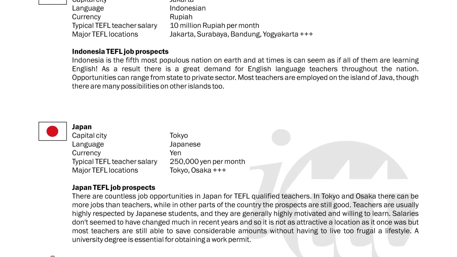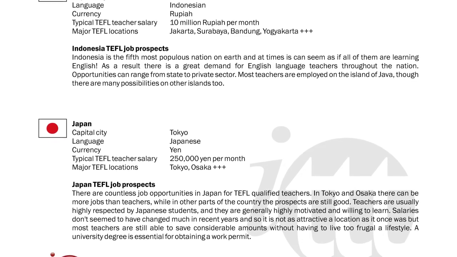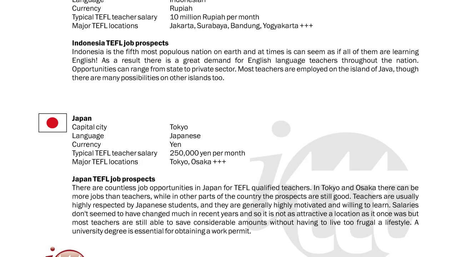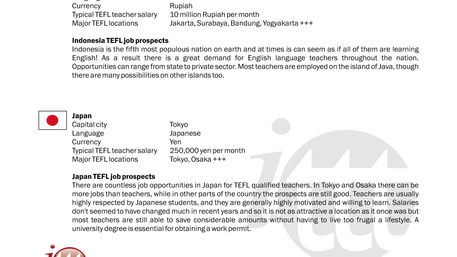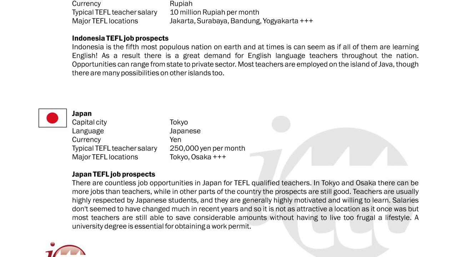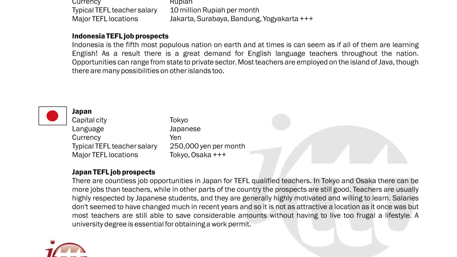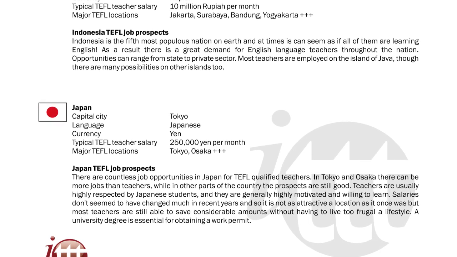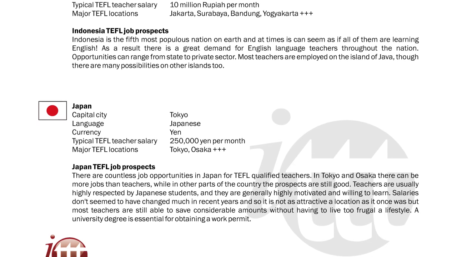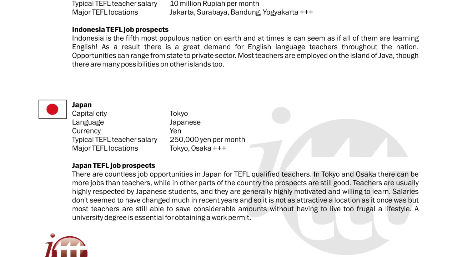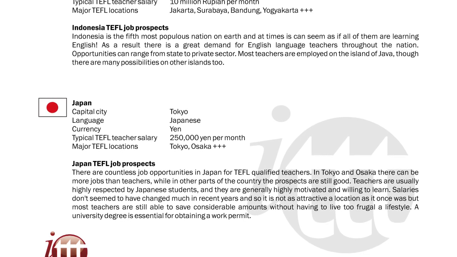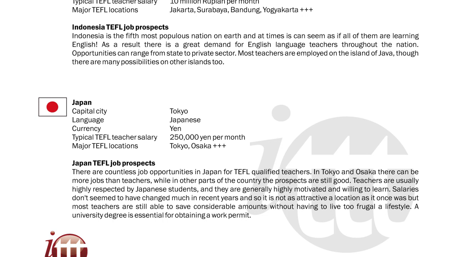In Tokyo and Osaka there can be more jobs than teachers, while in other parts of the country the prospects are still good. Teachers are usually highly respected by Japanese students, and they are generally highly motivated and willing to learn. Salaries don't seem to have changed much in recent years, and so it is not as attractive a location as it once was, but most teachers are still able to save considerable amounts without having to live too frugal a lifestyle. A university degree is essential for obtaining a work permit.